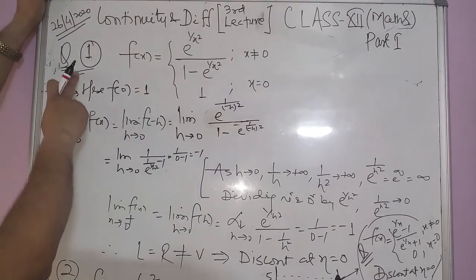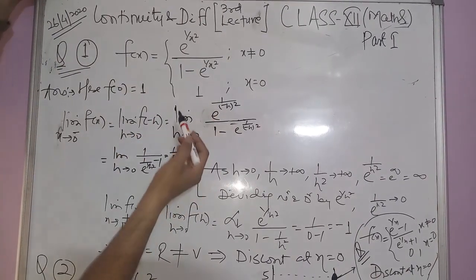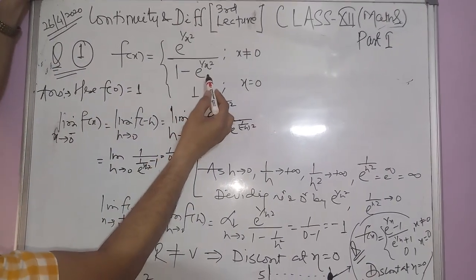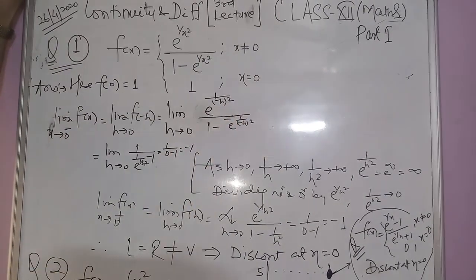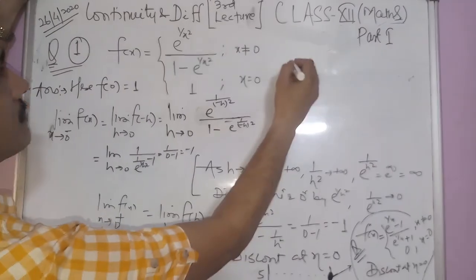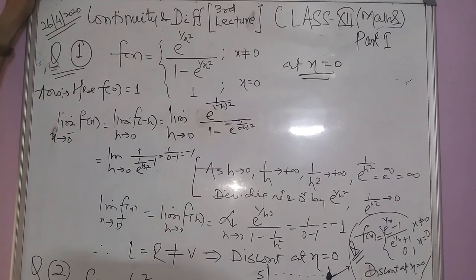Here we start with the question: f(x) equals e to the power 1 upon x square upon 1 minus e to the power 1 upon x square, for x not equal to 0, and 1 for x equal to 0. We have to check continuity at x equal to 0.